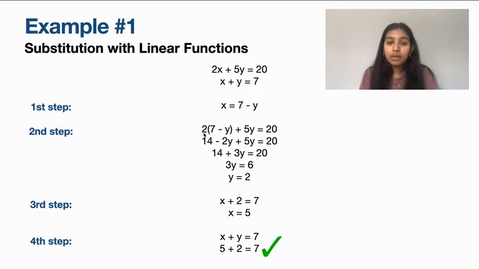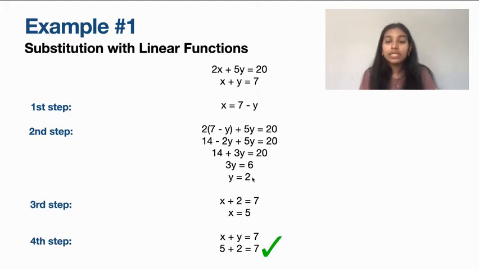So now we have 2 times 7 is 14, minus 2 times y, which is 2y, plus 5y equals 20. We put together the common factors. We have negative 2y plus 5y, which is 3y. And then we have the equation 14 plus 3y equals 20. We subtract 14 from both sides. We get 3y equals 6. We divide both sides by 3, and we get y equals 2.